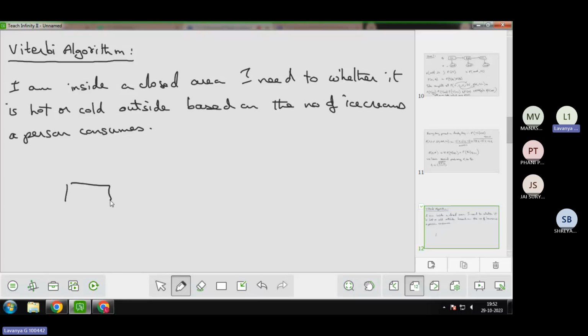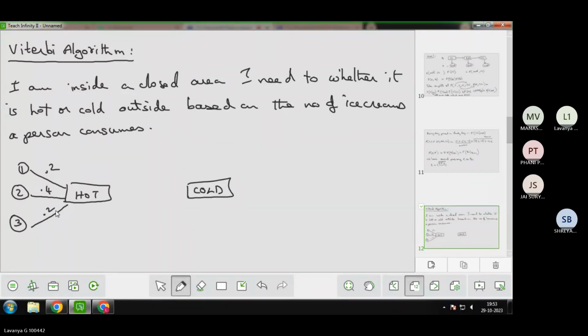So now if I am to draw a diagram, I will have two hidden states, hot and cold. I am going to have one ice cream, two ice creams, and three ice creams. This is what I will be seeing, what the person is eating. Let me fix the probabilities: 0.2, 0.4, and again 0.2. Then from hot to hot, it is 0.7. From hot to cold, it is 0.3. 0.7 plus 0.3 is 1.